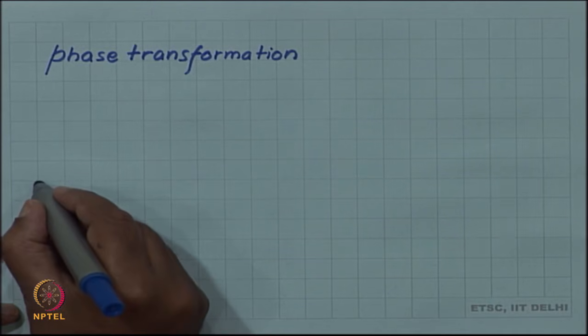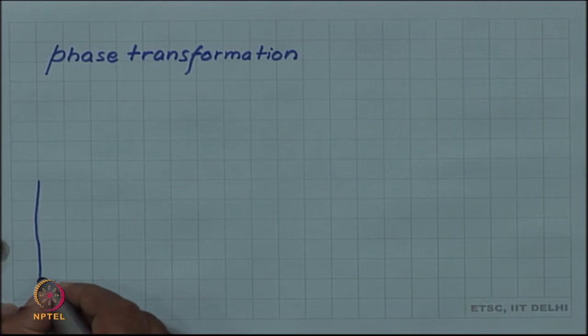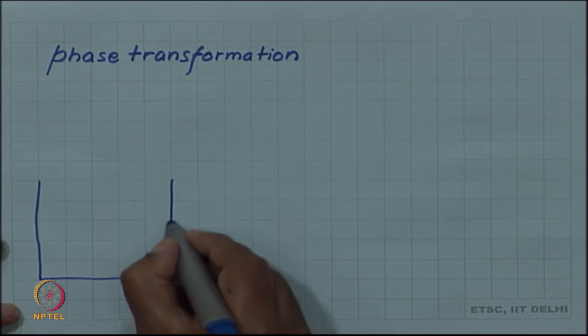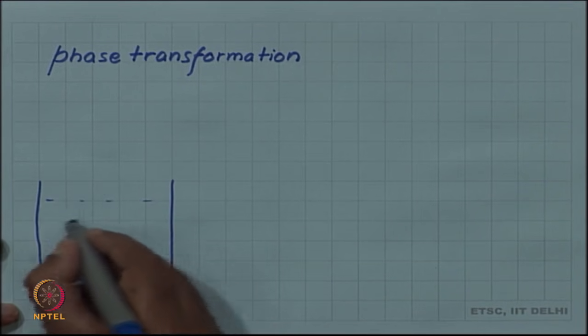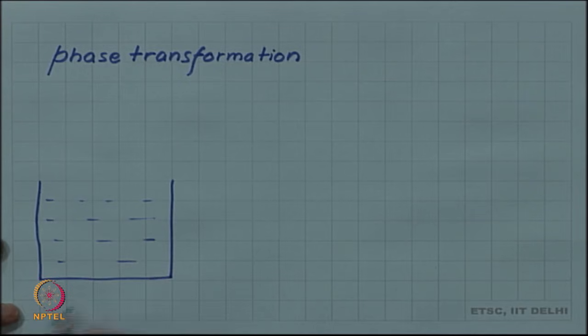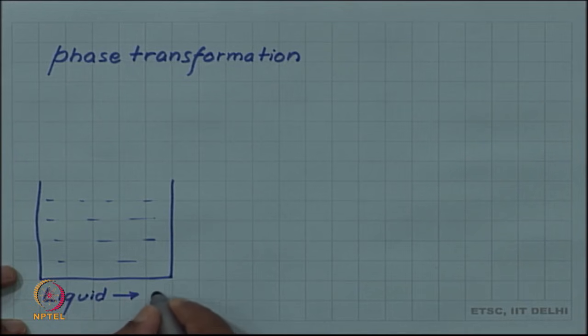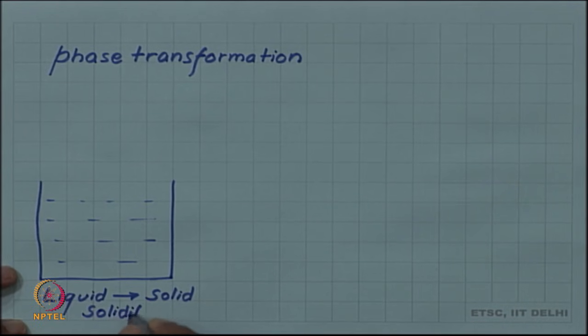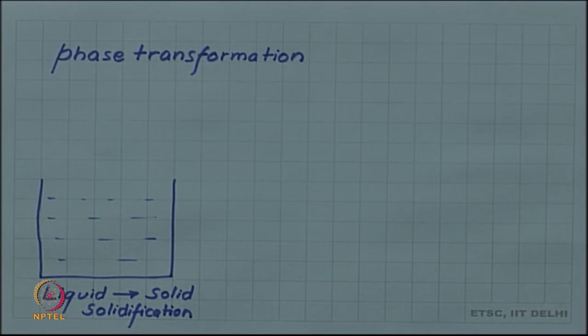Let us say we have liquid, and this liquid is going to solidify. So, if we are taking the example of liquid to solid phase transformation, which we call solidification. Let us take this transformation as an example, because this is a familiar transformation.